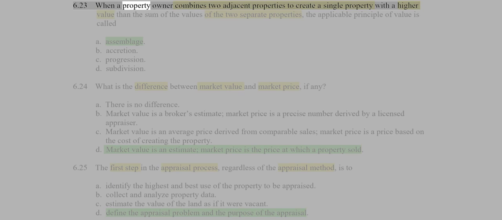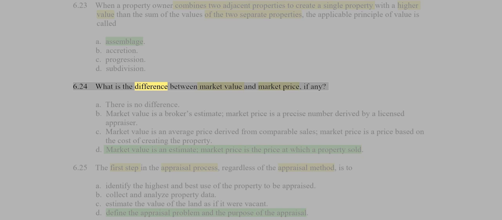6.23 When a property owner combines two adjacent properties to create a single property with a higher value than the sum of the values of the two separate properties, the applicable principle of value is called A. Assemblage, B. Accretion, C. Progression, D. Subdivision.